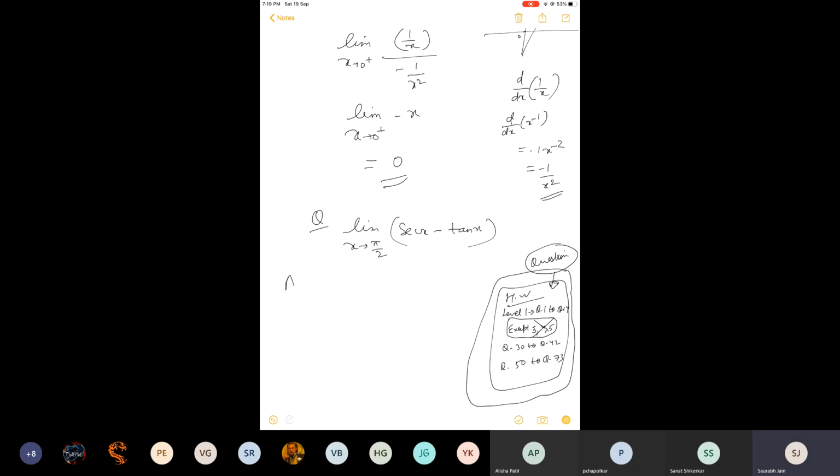Now, lastly, this particular question. Anyone having any idea how to solve it using L'Hospital rule? 0. Sir, 0, your answer is correct, but let her tell the explanation. I think you want to give the answer. No, I got minus half. You got minus half. All right, fine, no problem. Yes, your answer 0. Can you tell me how you have solved it?